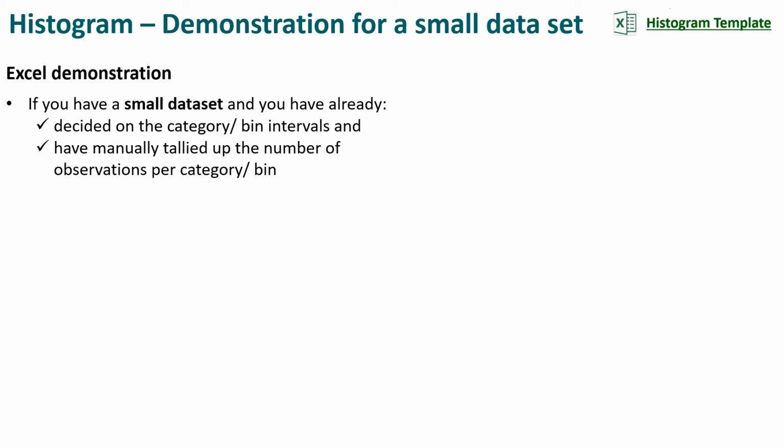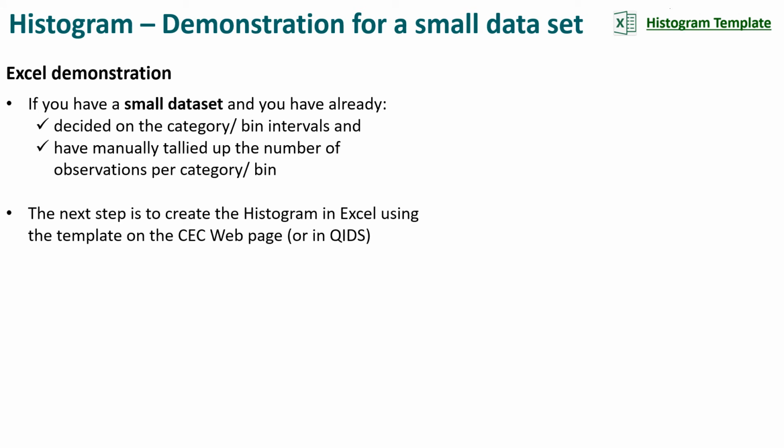So if you have a very small data set and you've already decided firstly on the category or the bin intervals, and you've also manually tallied up the number of observations per category or bin, the next step is to create the histogram in Excel using the template on the CEC webpage, or you can actually do this in the QIDS system as well.